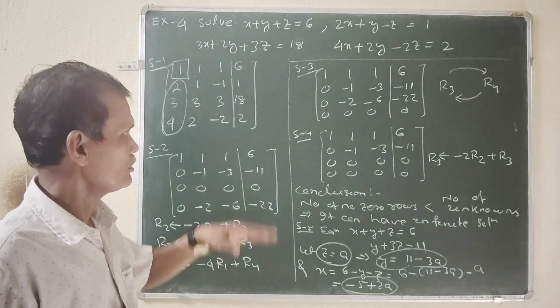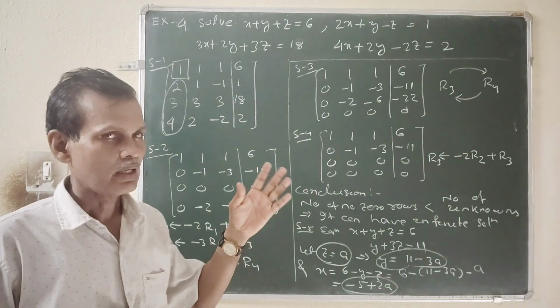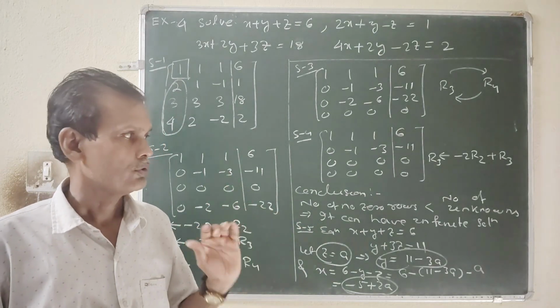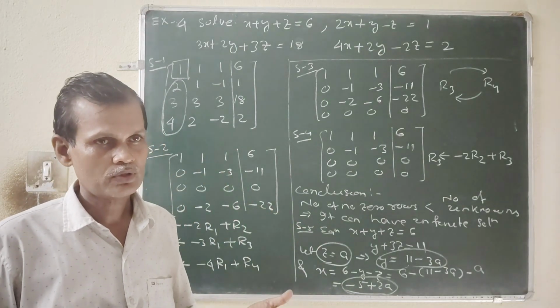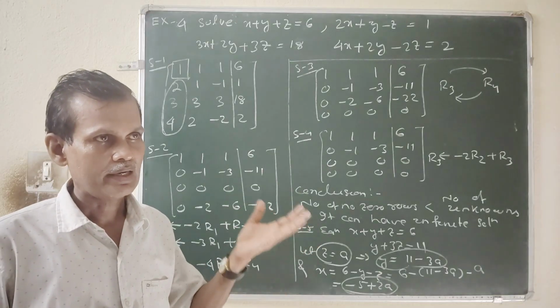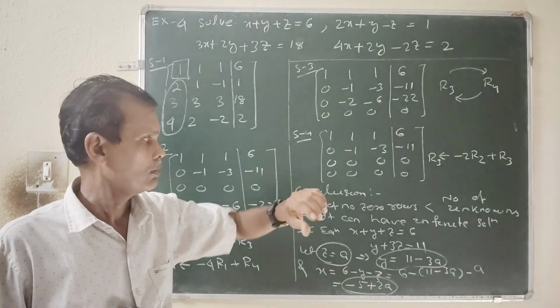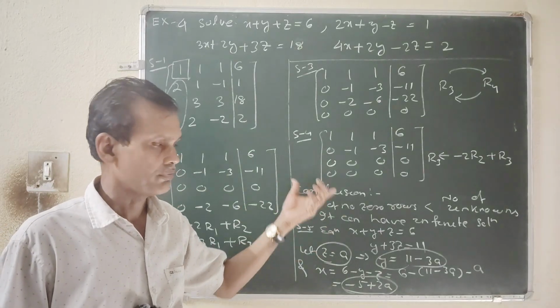By discussing all these 4 types of examples, at least you will have some clear idea how you will work out the Gauss elimination process to solve the equations, and after getting the row echelon form, what conclusion you will draw. It is clear from the different examples.